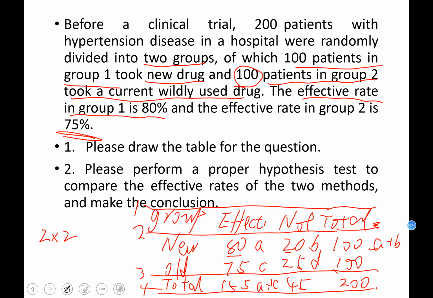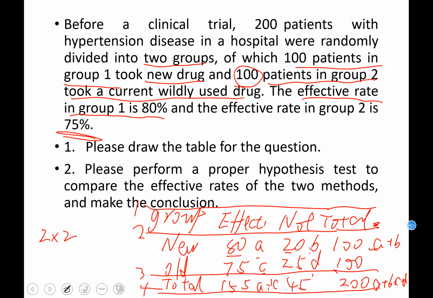And here, this total is A plus B plus C plus D. So you can find that the most important numbers in a contingency table are A, B, C, and D. And we can find that it consists of 2 rows and 2 columns. So we call it a 2 times 2 table or a four-fold table.